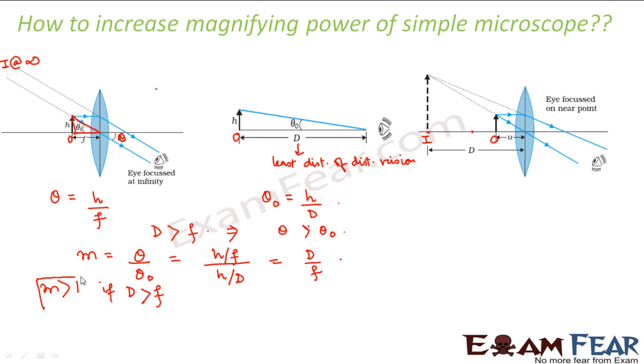So this is what we achieve. That means we can increase the magnification to greater than 1. That means the image will be larger in size than the object if capital D, that is the least distance of distinct vision, is greater than the focal length. Right? So that means the focal length has to be smaller, as well as we have to make the arrangement in such a way that the image is formed at least distance of distinct vision.